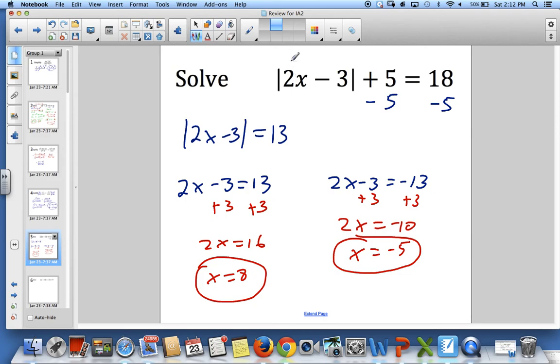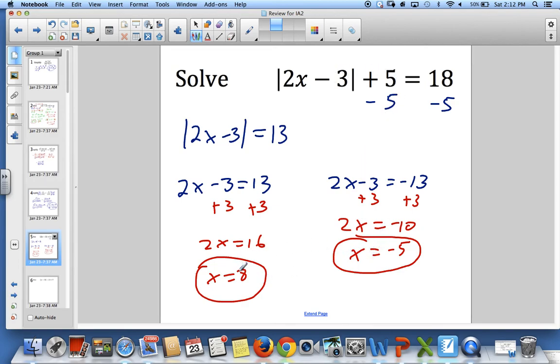If we put in 8, that's 2 times 8, which is 16 minus 3. Absolute value of 16 minus 3 is the absolute value of 13. 13 plus 5 is 18. And that works. So 8 is the solution. Now I'm going to go ahead and try negative 5. 2 times negative 5 is negative 10. Negative 10 minus 3 is negative 13. Absolute value is positive 13. So negative 5 works also.